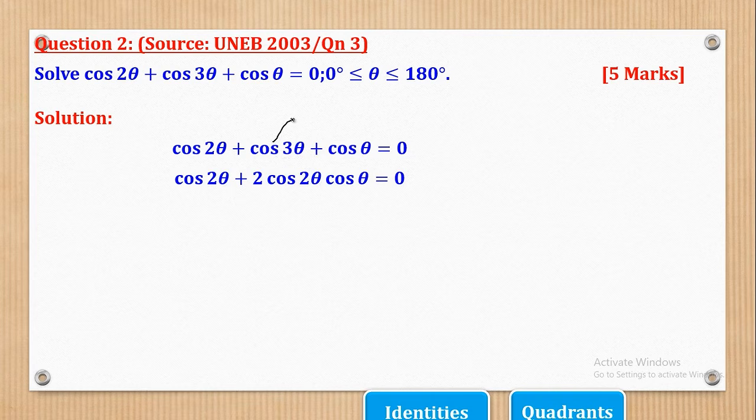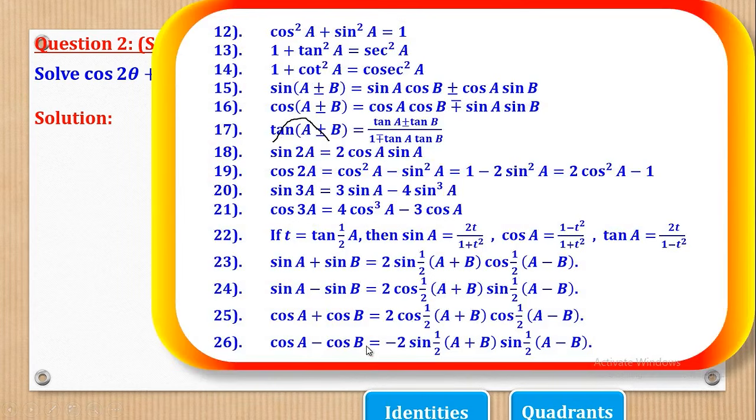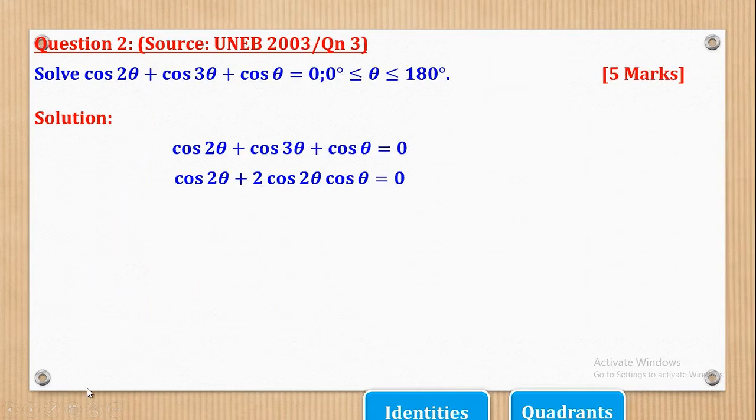So when I use factor formula for this and this, it is cos plus cos. So I'll go back to the identities and look for cos plus cos. So when I look for cos plus cos, cos plus cos is 2 cos cos. Therefore I'll come here and say 2 cos sum divided by 2, which is this plus this over 2, and also cos difference divided by 2. So this minus this over 2 gives me theta.